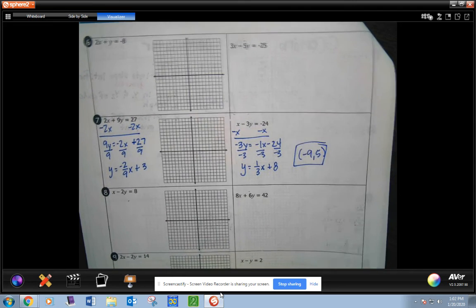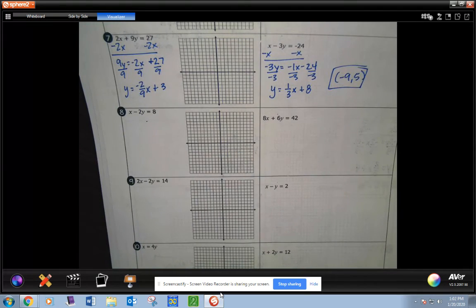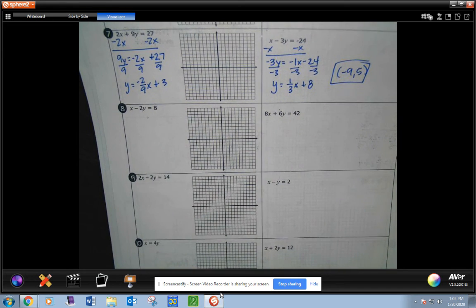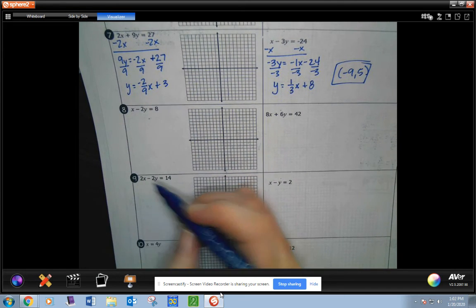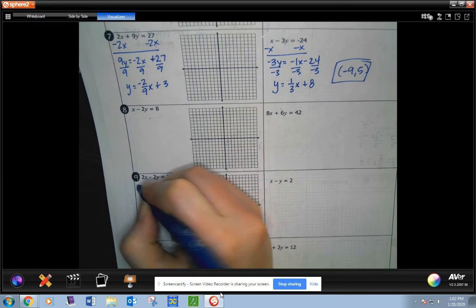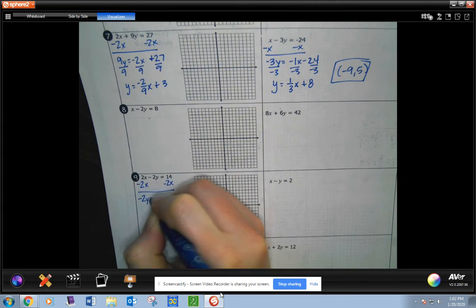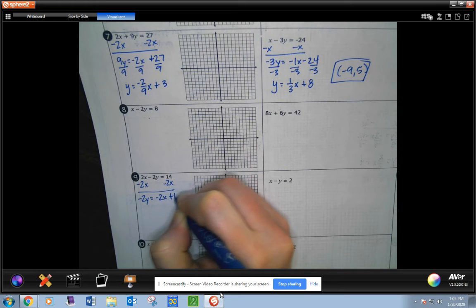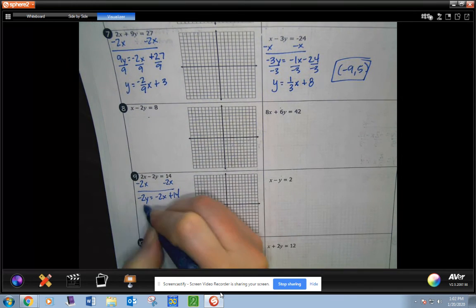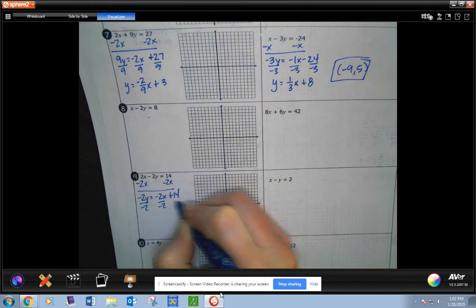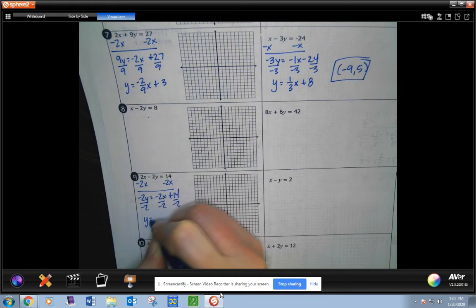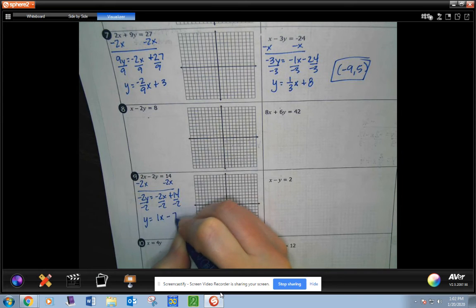So I'm going to go over one more example, and I'm going to give you a couple of hints. Once we finish this one, we have 2x minus 2y equals 14. So I'm going to subtract the 2x. That leaves me with negative 2y equals negative 2x plus 14. I'm going to divide everything by the negative 2, the number in front of y. And that gives me y equals 1x minus 7.